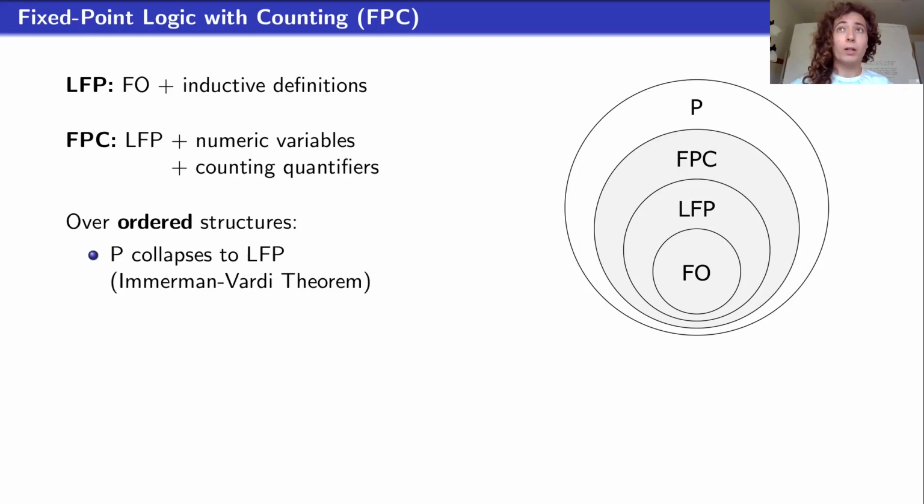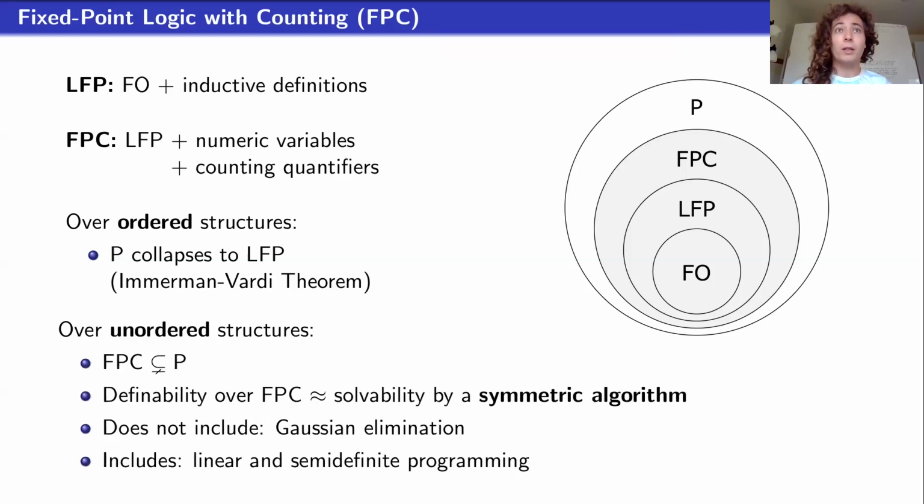And over ordered structures, FPC doesn't really make sense because already LFP captures all of P. But over unordered structures, these are all distinct classes, and FPC is a very interesting fragment of P. Roughly speaking, definability over FPC means solvability by a polynomial time symmetric algorithm. In other words, an algorithm that isn't allowed to make any symmetry breaking choices.